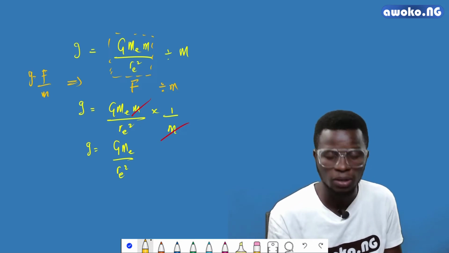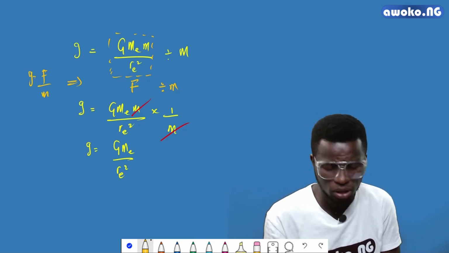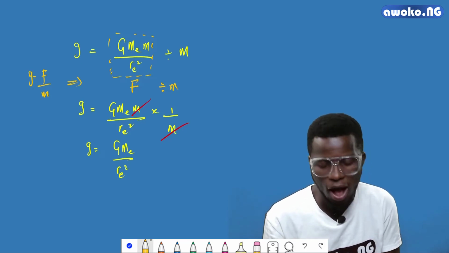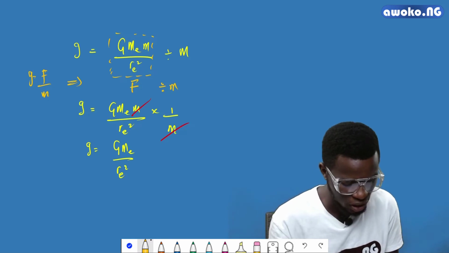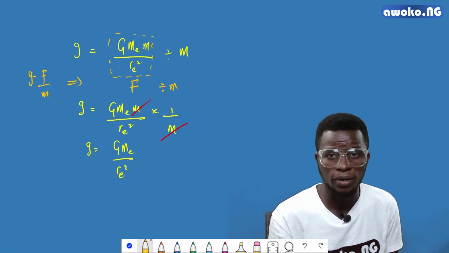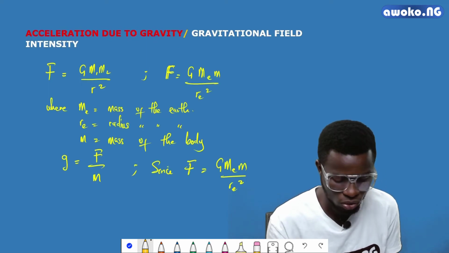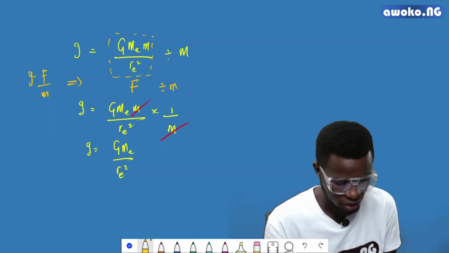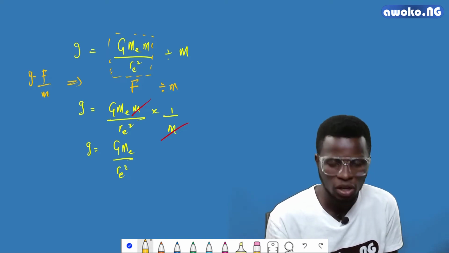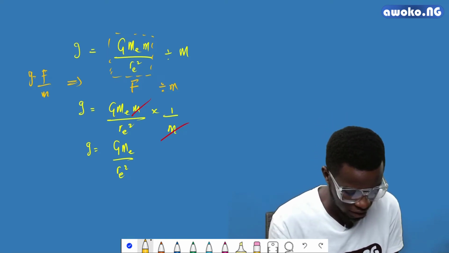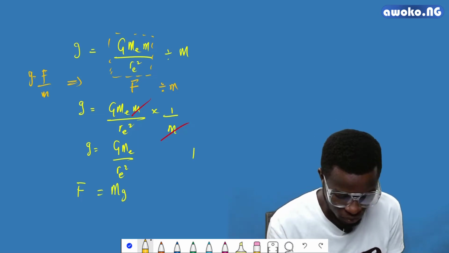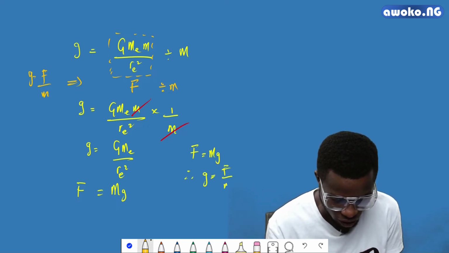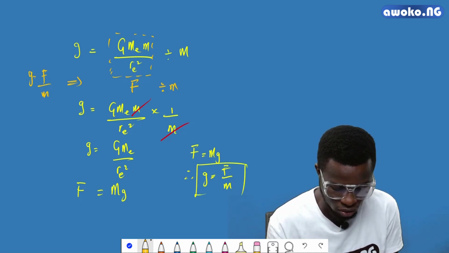Remember, we said that G is the gravitational constant, Me is the mass of the earth, and then Re is equal to the radius of the earth. And this is how we calculate our acceleration due to gravity, or the gravitational field intensity. So from Newton's second law, we have that F is equal to mg. Remember, if F equals mg, therefore g is equal to F over m. That was where we got the relation from.